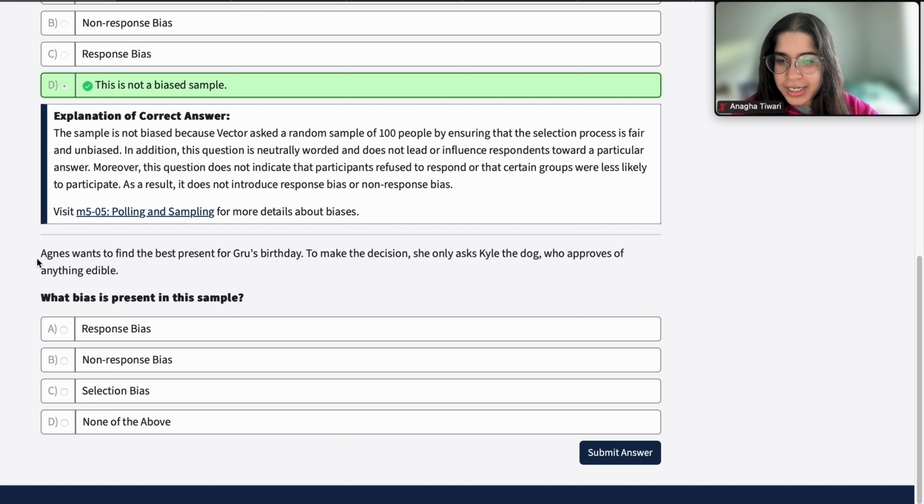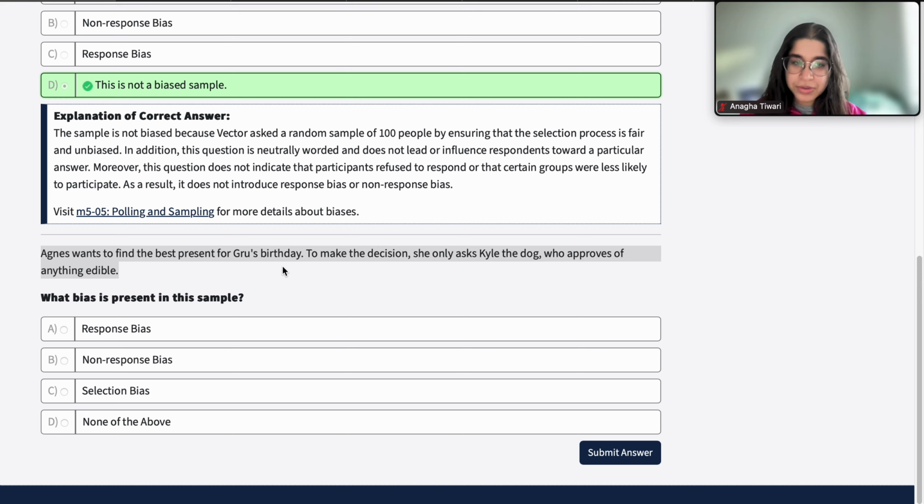So for this one, Agnes wants to find the best present for Gu's birthday. To make the decision, she only asks Kyle the dog, who approves of anything edible, right? So you're basically asking only one person from this entire family about the best birthday present. Obviously Kyle the dog's choices are not representative of the entire population. It's just one individual you're asking for this study instead of a whole group of people.